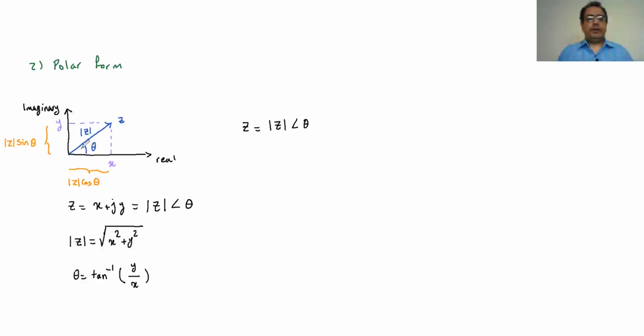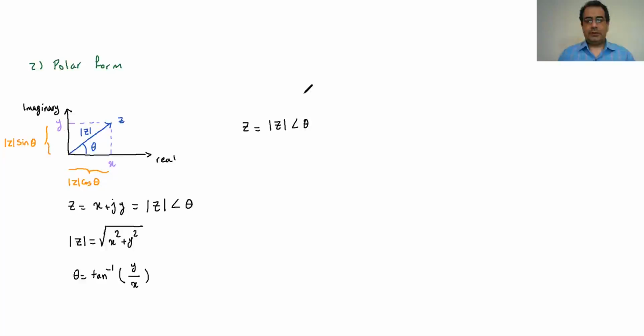Again, remember when we have the vector and we have the theta and want to project it, it's going to be cosine for the axis that is next to the theta, and it's going to be sine for the axis that is not next to the theta. So here, because theta is here, the axis next to the theta is the real part, so it's going to be cosine, and this one, because it's away from the theta, is going to be the sine.